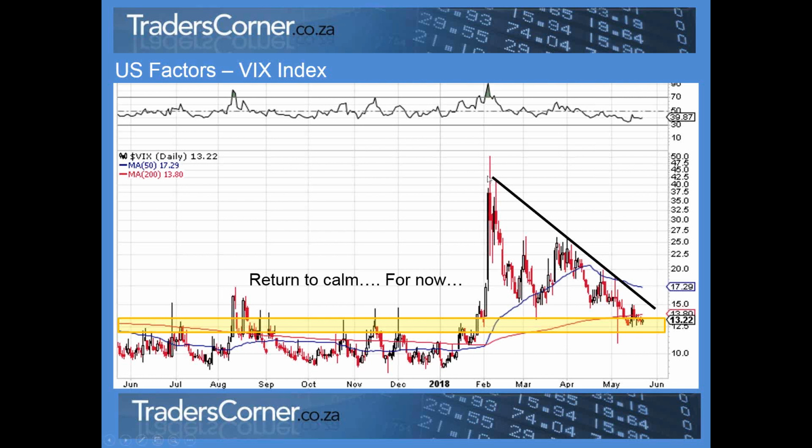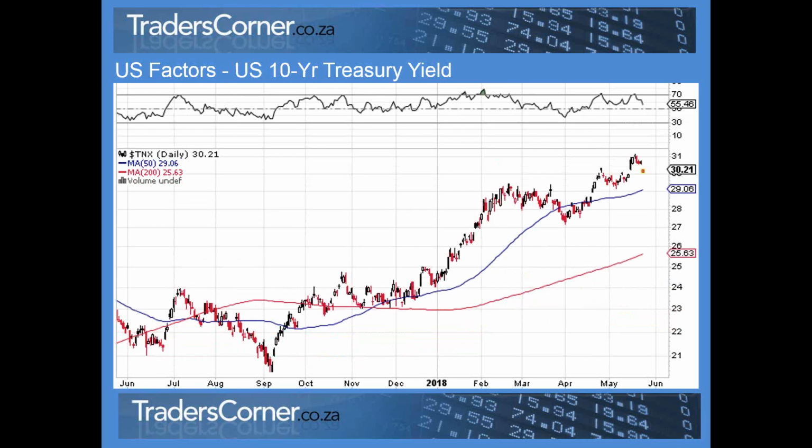And I think what you do need to keep an eye on is this downward trend on the VIX. If that downtrend begins to get broken to the upper end, then it could introduce a little bit more volatility into the market.